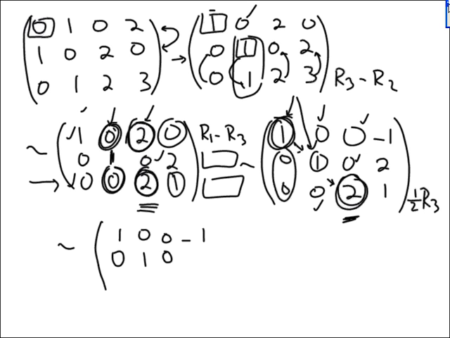But we won't change the first 2 rows. 0 divided by 2, 0. 0 divided by 2, 0. 2 divided by 2, 1. 1 divided by 2 is a half. This matrix is in reduced row echelon form. This completes this section.